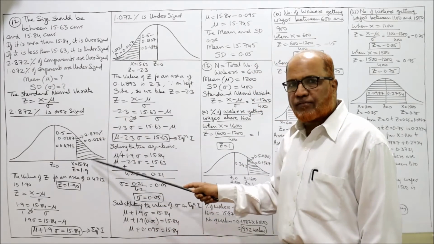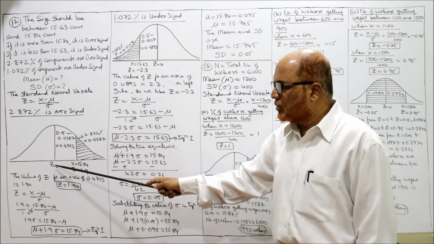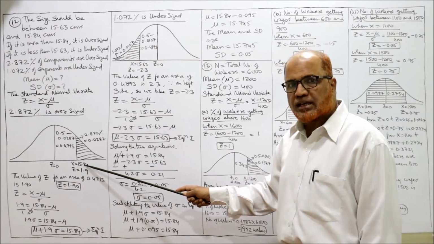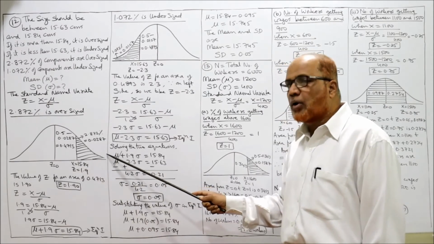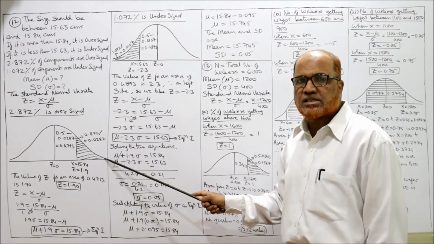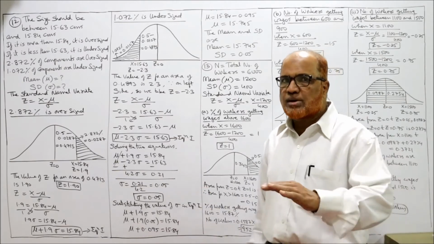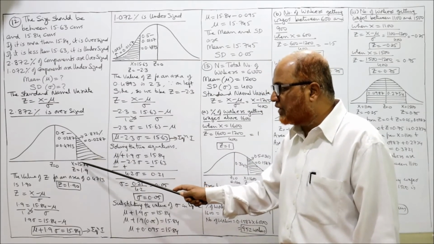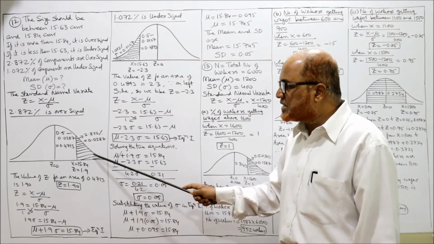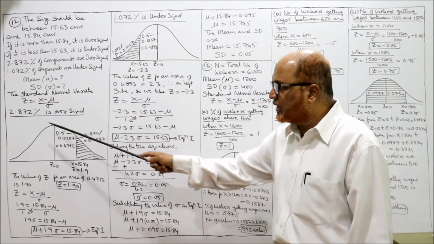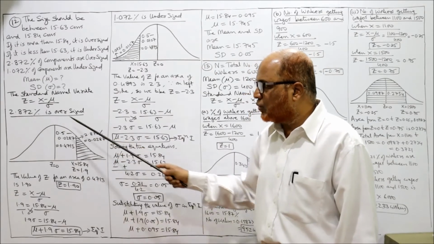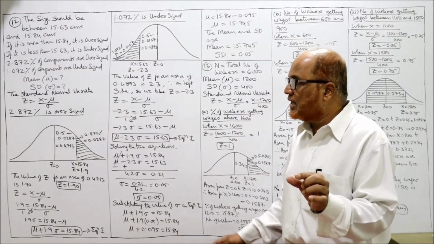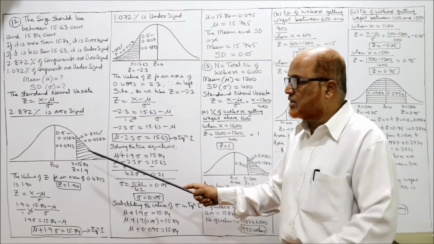So this is the normal curve. At the center, z is equal to 0. Now x is equal to 15.84 on the right side, because sizes over 15.84 are oversized. So this shaded region is more than 15.84. What is the percentage area for more than 15.84? 2.872% is given in the problem. That is, of all the components made, 2.872% are oversized.